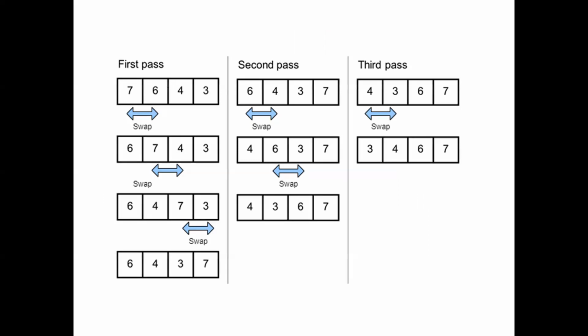Swapping the elements: 7 is greater than 6, so the computer will swap the elements, and 6 will be replaced by the 7 and 7 will be replaced with the 6. Next we can see 6, 7, 4, 3. Next, coming to the comparison of the second element and the third element.